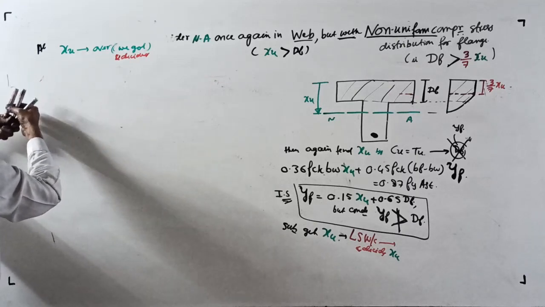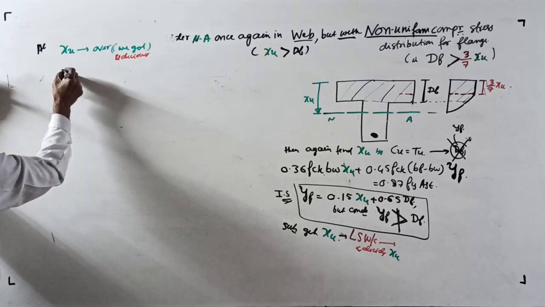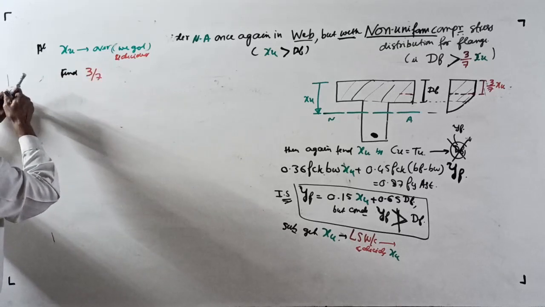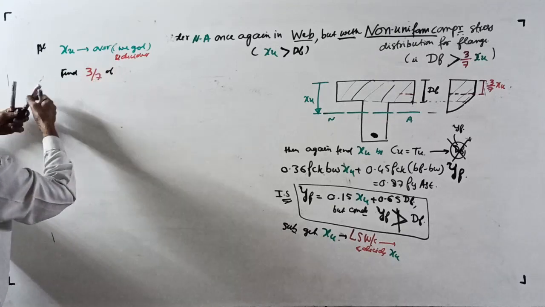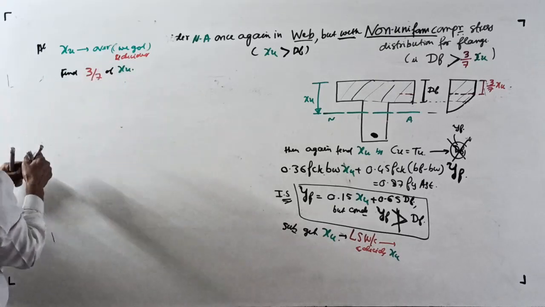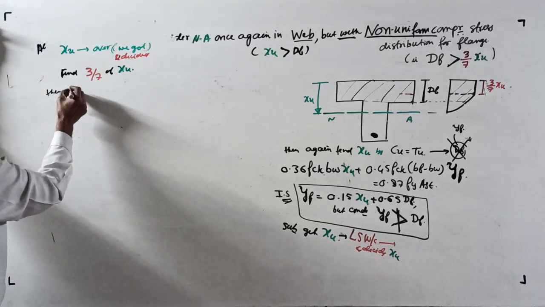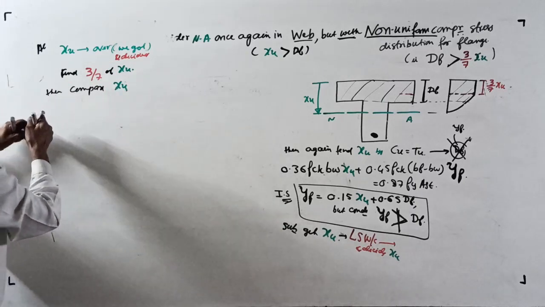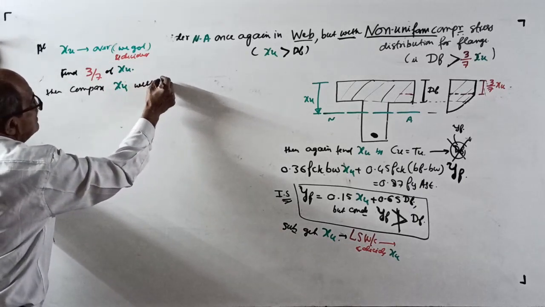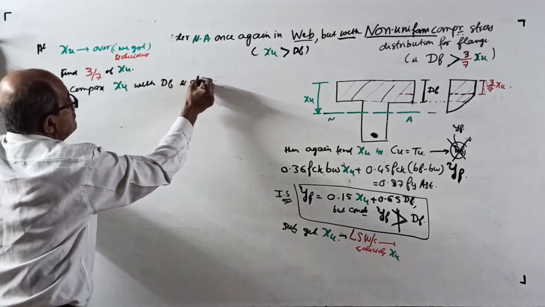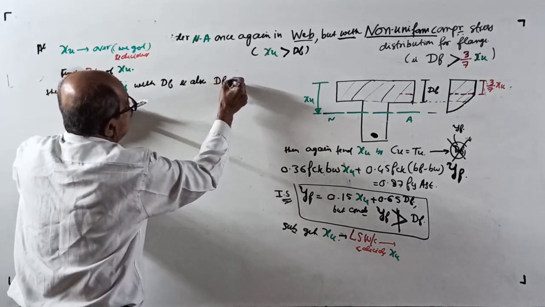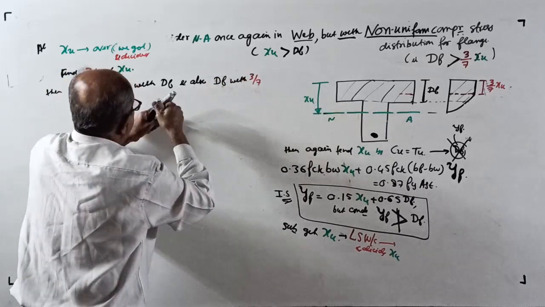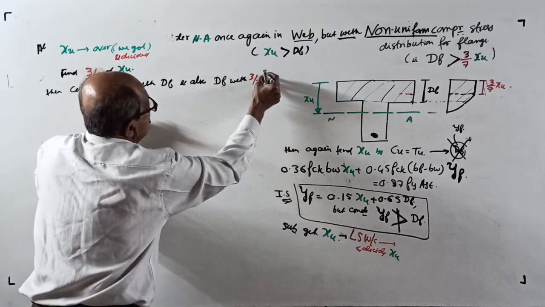Find 3 by 7 of XU. Then compare XU with the DF, and also DF with 3 by 7 of XU.